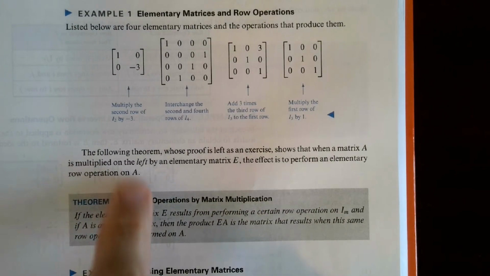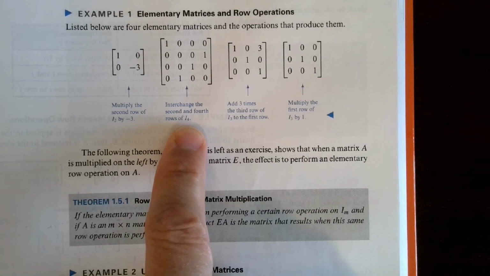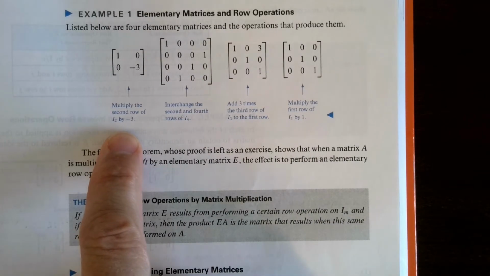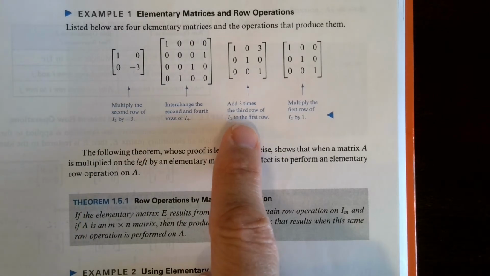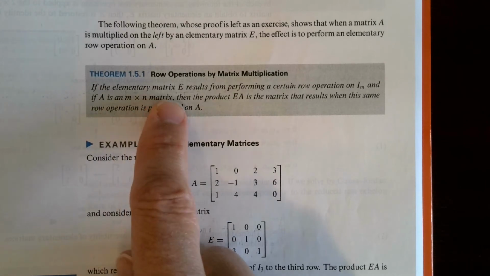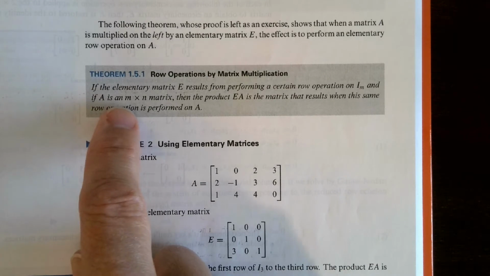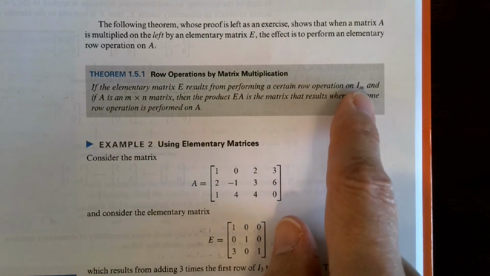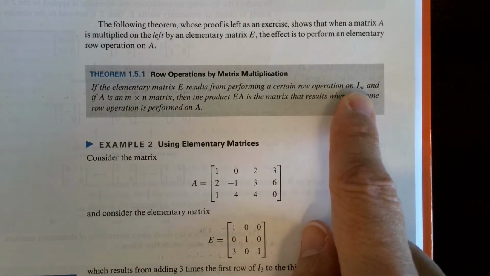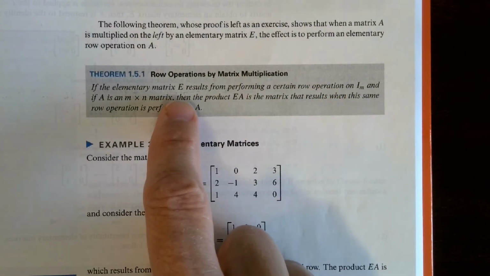Here are some examples of elementary matrices. Interchanging two rows of the identity matrix, multiplying a row of the identity matrix by a constant, or adding a multiple of one row to another in the identity matrix. Those are all elementary matrices. Now here's the important thing. If an elementary matrix E results from performing a certain row operation on the identity matrix, and A is an m by n matrix, notice this is the identity matrix of size m by m, of order m. So the elementary matrices will be m by m.